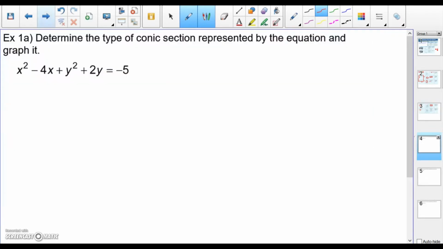Example 1a, determine the type of conic section represented by the equation and graph it. So when I look at this, the first thing I try to look at is it's a positive x squared and a positive y squared. So I'm thinking that's probably either going to be a circle or an ellipse. But in order to figure this out, we're going to have to do completing the square. So let's do completing the square the same way that we've done it several times before.